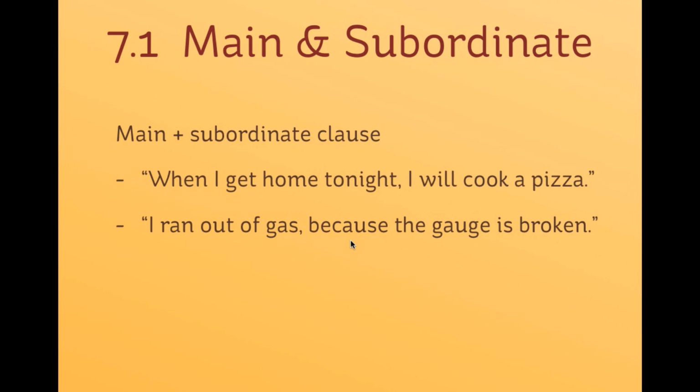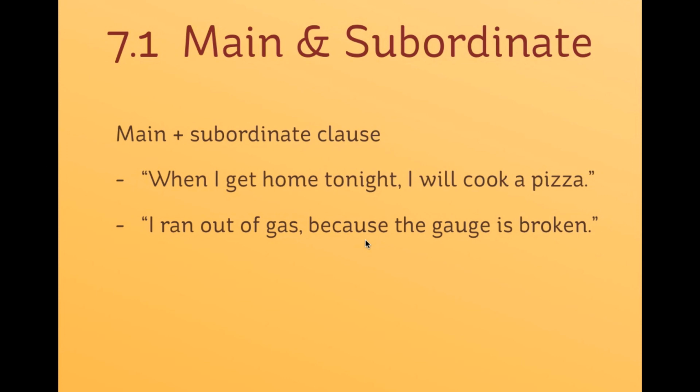Notice this word here, because. This is a conjunction. A conjunction links two things together. Those things can be words or phrases or clauses. Here they are two clauses. And because is a subordinating conjunction. It subordinates this second clause here to this first one. So the main thing that you're saying is this main clause, I ran out of gas. And what follows is really just providing support for that.